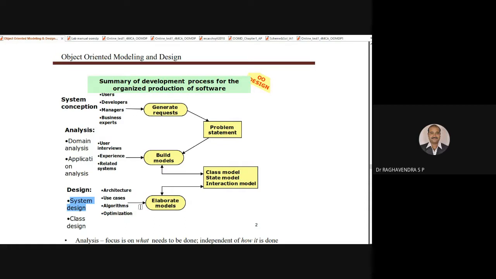Here we elaborate the models. The models which were already built in the analysis phase will be elaborated. Elaborated means we go on describing it in more detail. It has been briefly highlighted, no? So we are going to elaborate it, and more and more information will be highlighted. That is what this design process is.